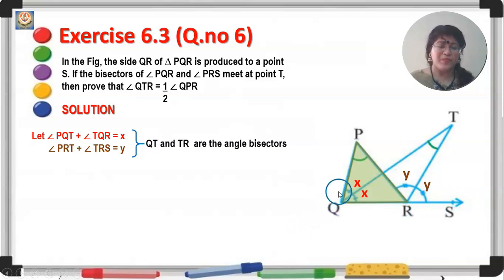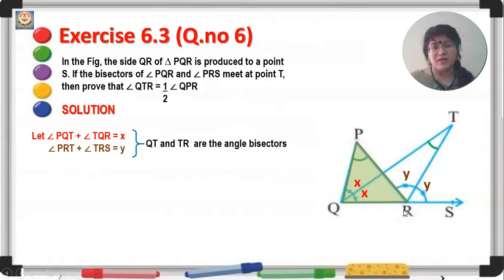Now, when you add this, don't you get angle PQR as 2x? And when you add this, you get angle PRS equal to 2y. Now, what is the next step? Let us take the obtuse angle triangle first in this. Now, if you look at triangle QTR, isn't QTR shaped like an obtuse angle triangle? It is. So we will consider that triangle first. Now, which is the exterior angle of this triangle QTR? TRS is the exterior angle of this triangle QTR.